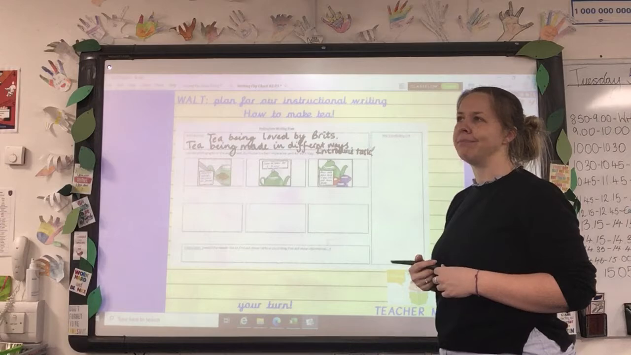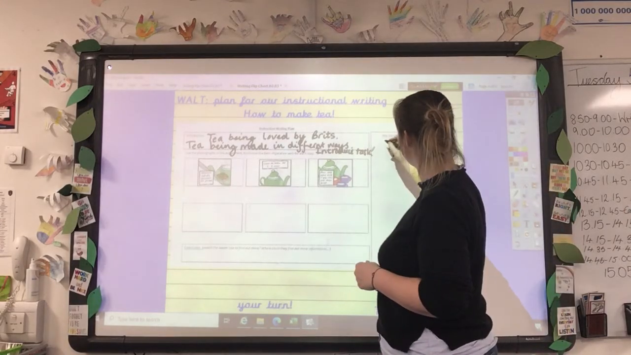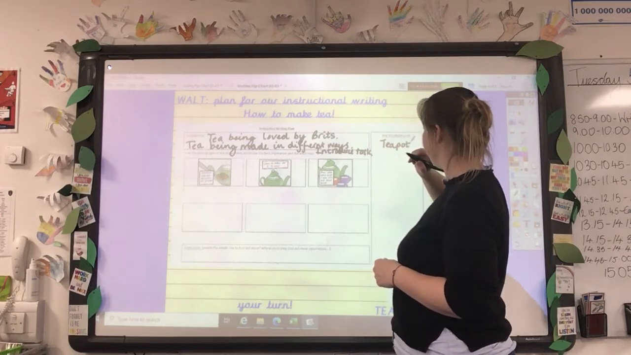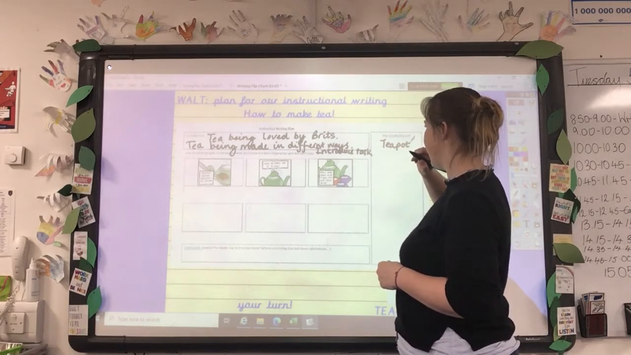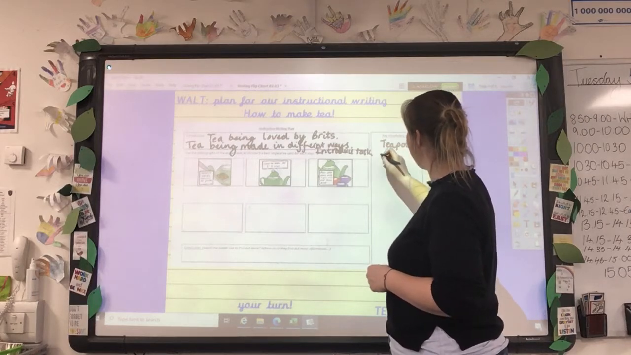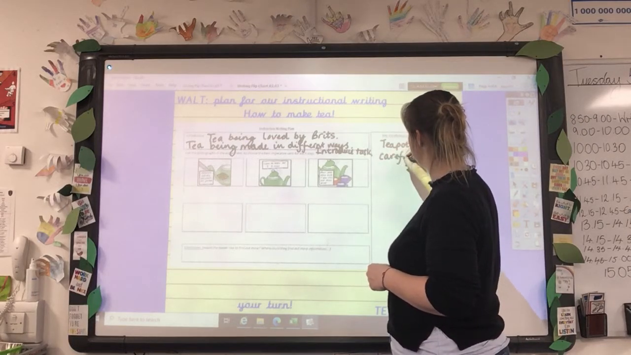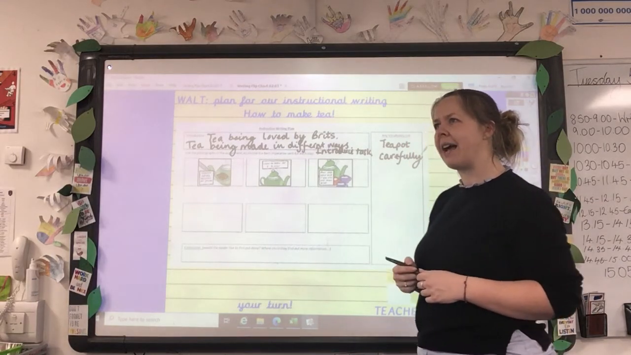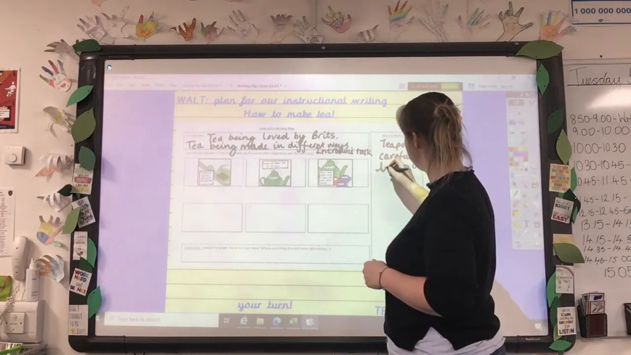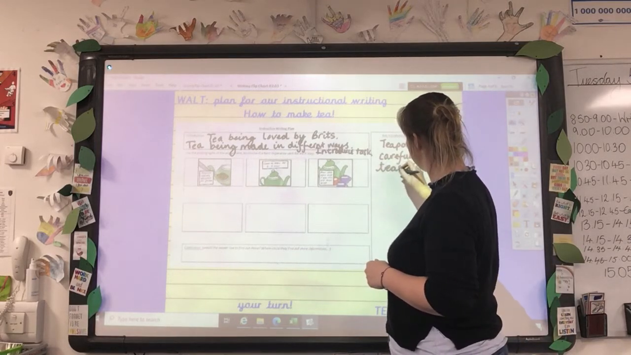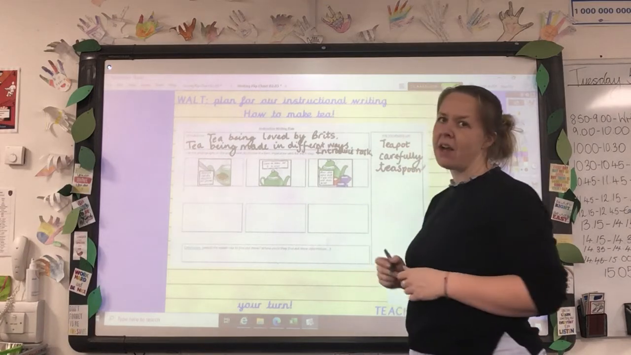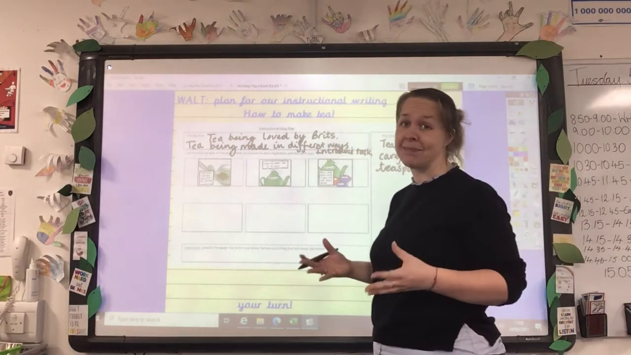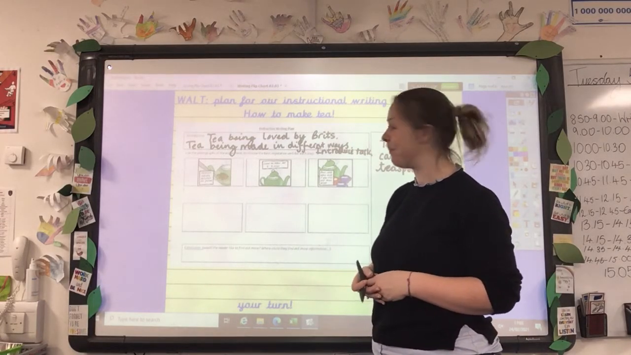Key vocabulary. I think I'd have things like teapot. I might have carefully. What else might I have? Teaspoon. But you get the idea. Your key vocabulary, your key word bank that you're going to need there. So yours will obviously be different because you're not writing about making tea.